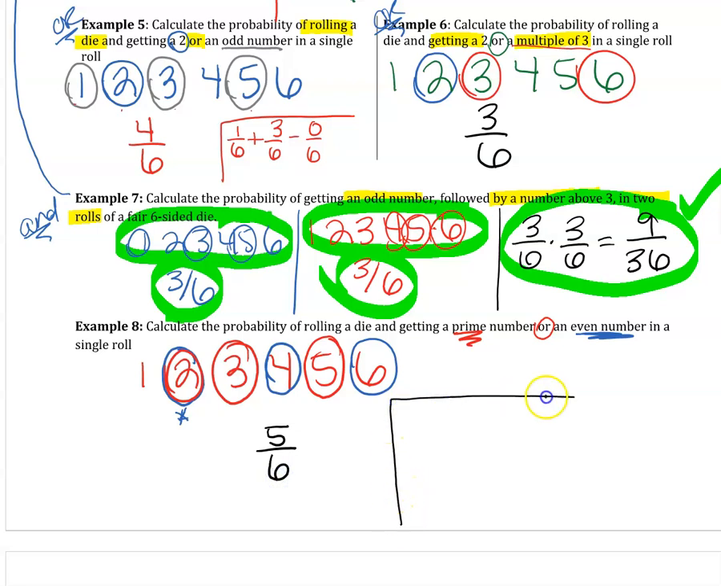Now again, if you wanted to use the OR formula for this, the prime numbers were the red circles, 1, 2, 3, so that was 3 out of 6 for prime. The even numbers were 2, 4, and 6, so 3 out of 6. And then remember there was an overlap, so that was 1 out of 6, and that's how we end up with 5/6 as well. So just another way to do it.